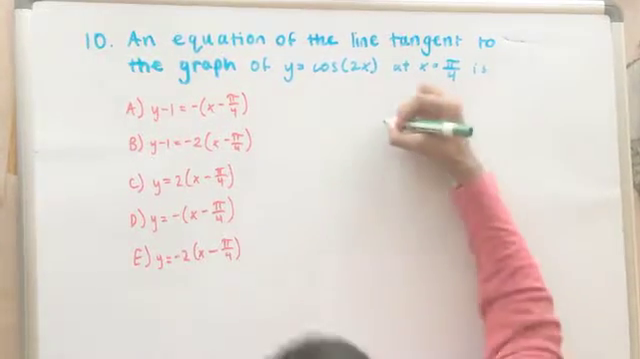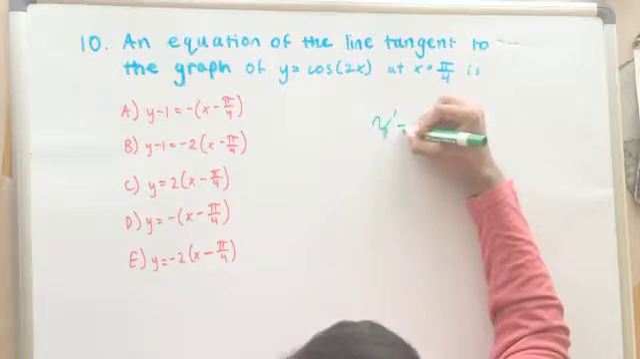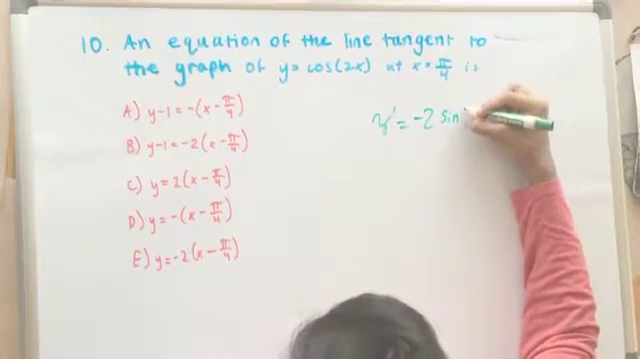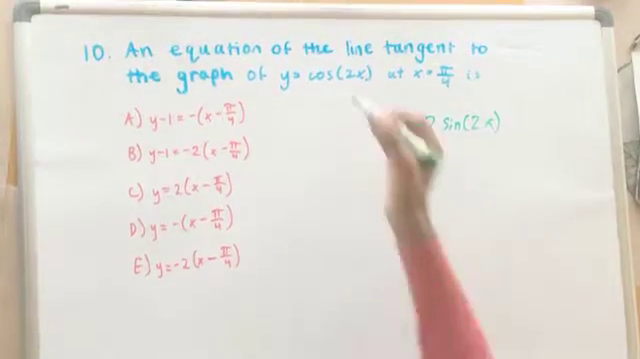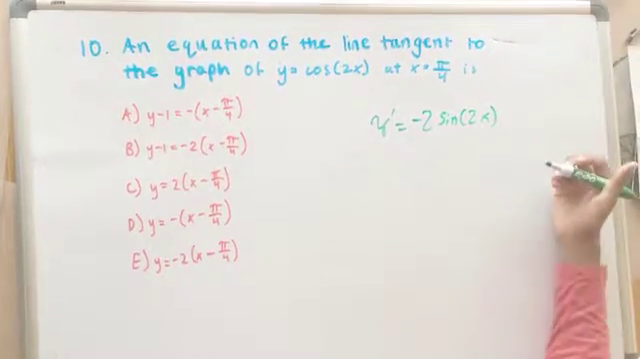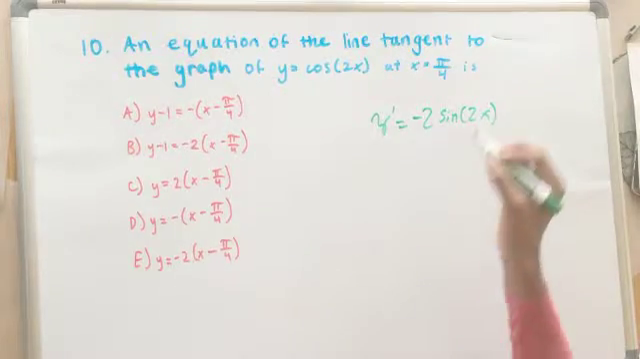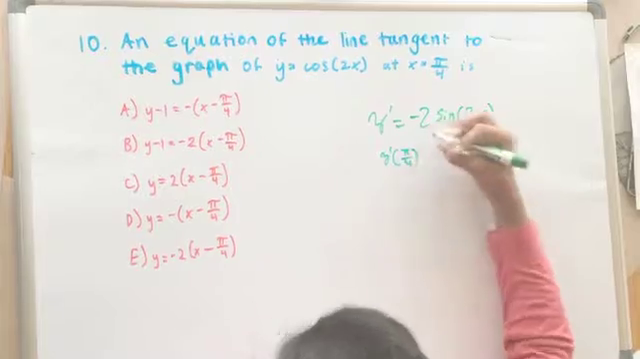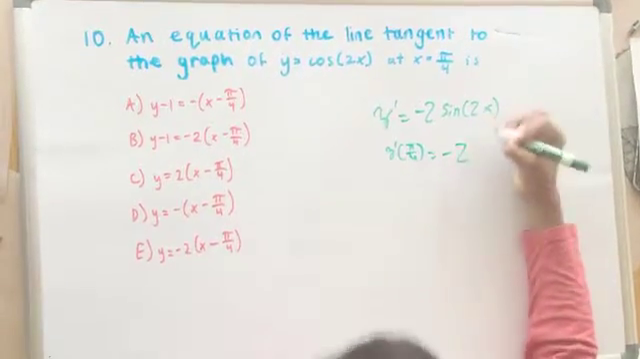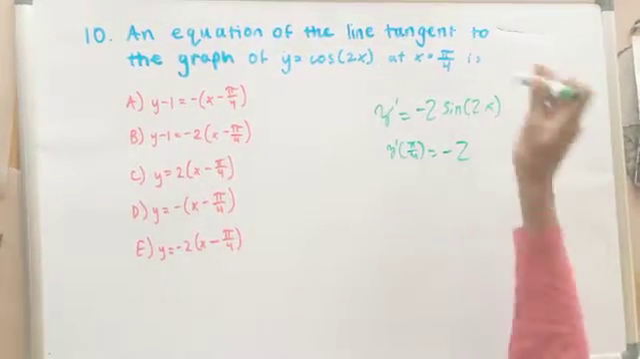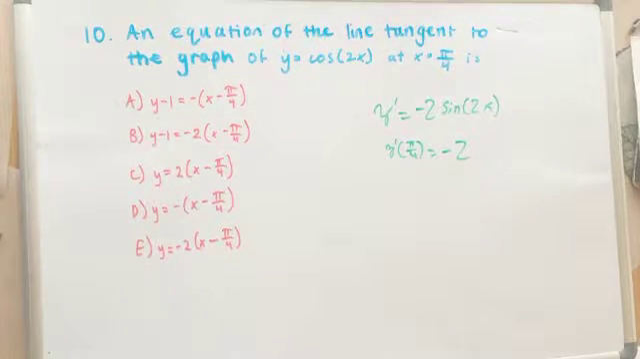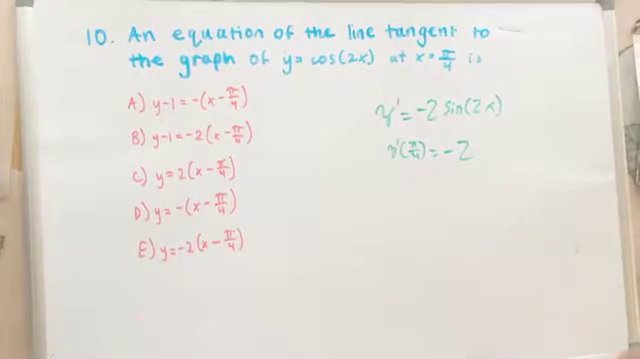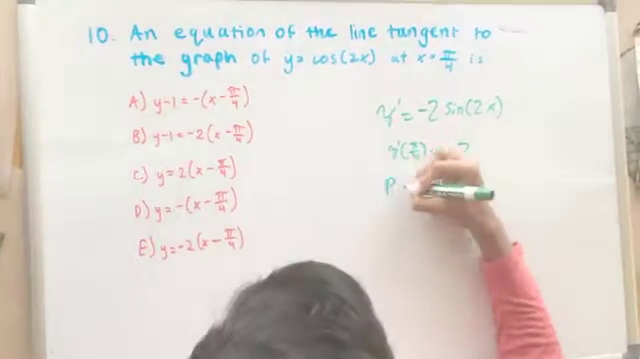So the derivative would be y prime equals -2 sine of 2x. This is because of chain rule. So now to find the slope at pi over 4, we plug in pi over 4 into this. So y prime of pi over 4 is just -2, because sine of pi over 4 times 2 is just sine of pi over 2, and that is just 1. So now to find the equation, we need to plug into point slope form.